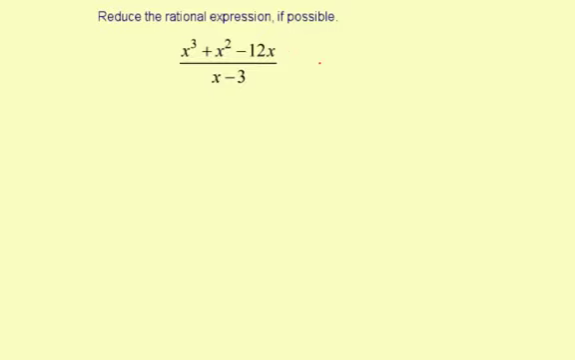Reduce the rational expression if possible. Now this rational expression is not in factored form, so to see if it can be reduced, it needs to be put in factored form first.